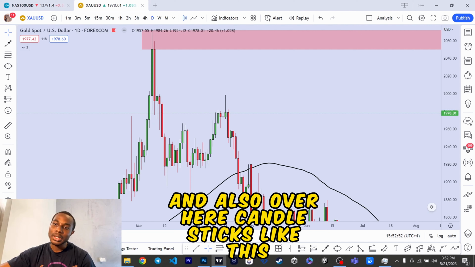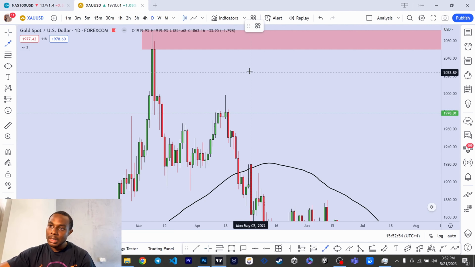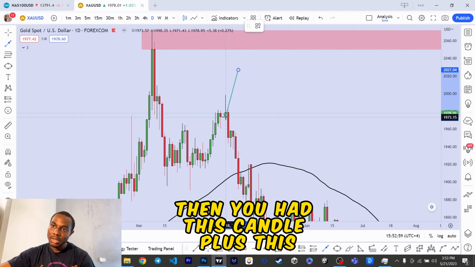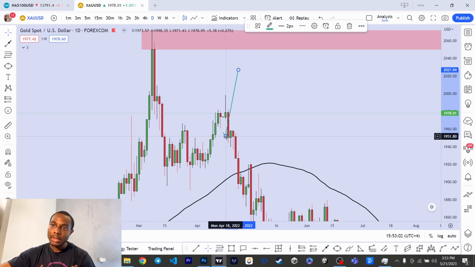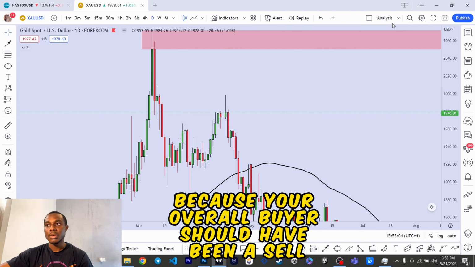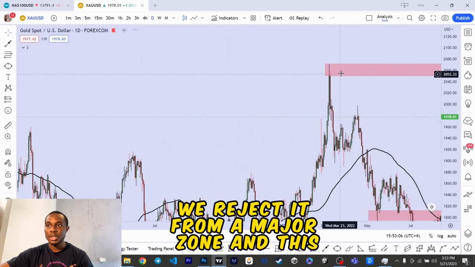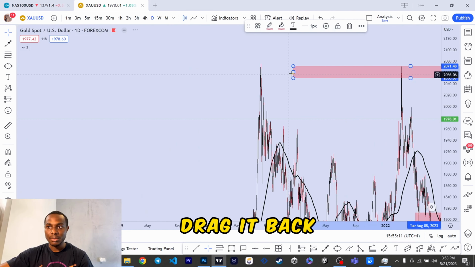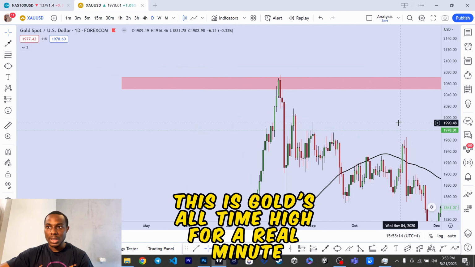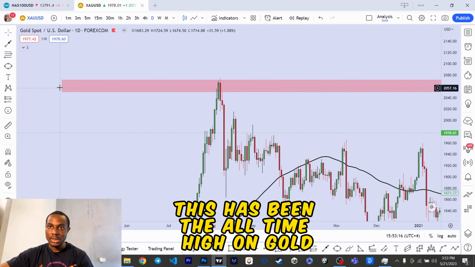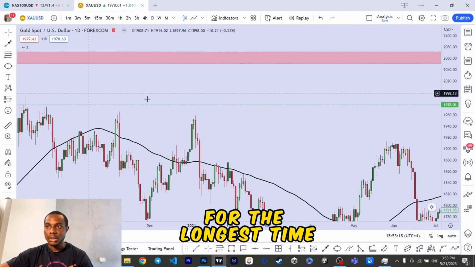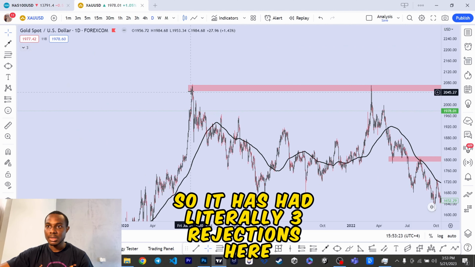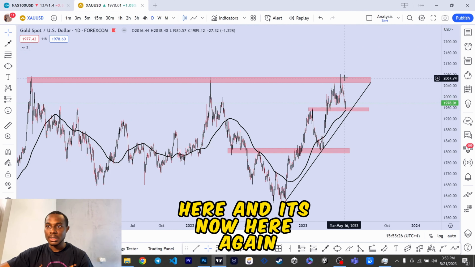And also over here, candlesticks like this, these are the kind of candlesticks I look for. Then you had this candle plus this engulfing the next day, then definitely that's a sell, because your overall bias should have been a sell. You rejected from a major zone, and if you say this is not a major zone, just drag it out, drag it back. This is gold's all-time high for a real minute. This has been the all-time high of gold for the longest time. So it has had literally three rejections here, here, and it's now here again.